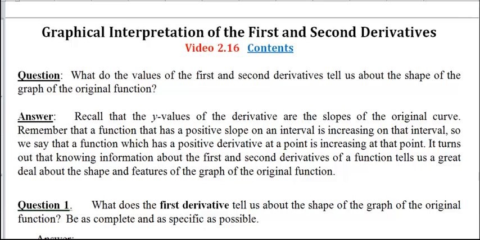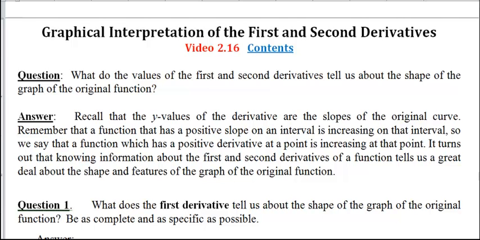So they will tell us whether it's increasing or decreasing, the direction of the original curve. So if a function has a positive slope on an interval, it's increasing on that interval. So we say if it has a positive derivative at a point, it's increasing at that point. It turns out that knowing information about the first and second derivatives of a function tells us a great deal about the shape and the features of the graph.